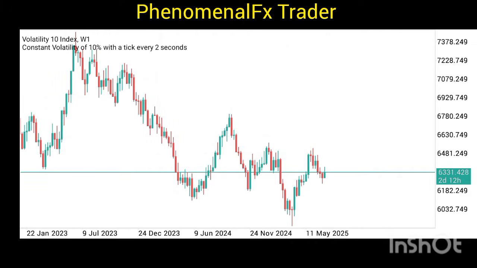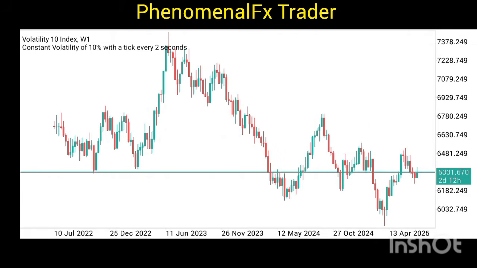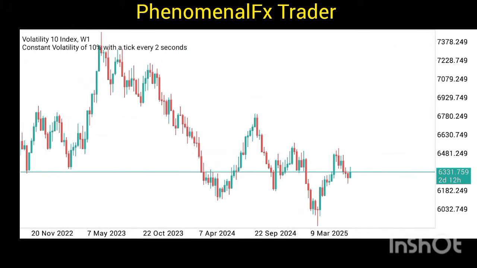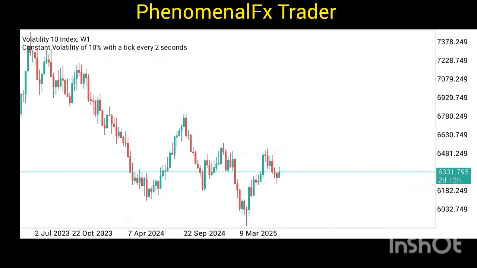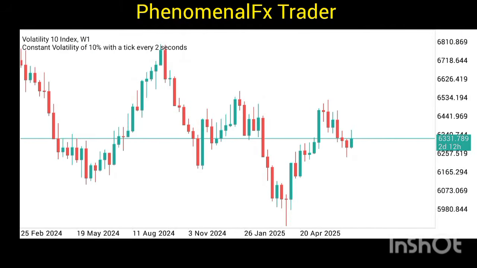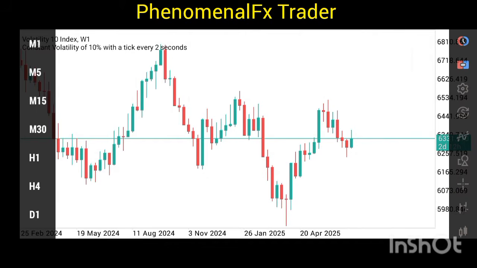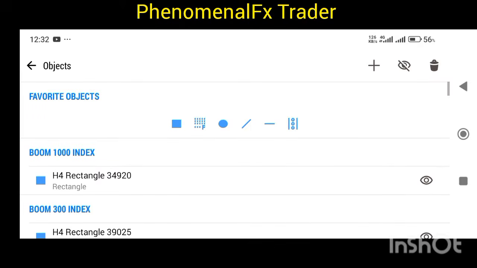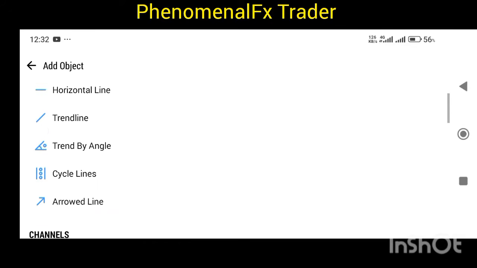So today we are looking at volatility 10 index, and looking at it from this weekly time frame, we can see the market has been bearish, creating lower highs and lower lows, and then currently the market is creating a structure here on the weekly time frame. We have a structure right here where the market pulled back to possibly create a lower high.